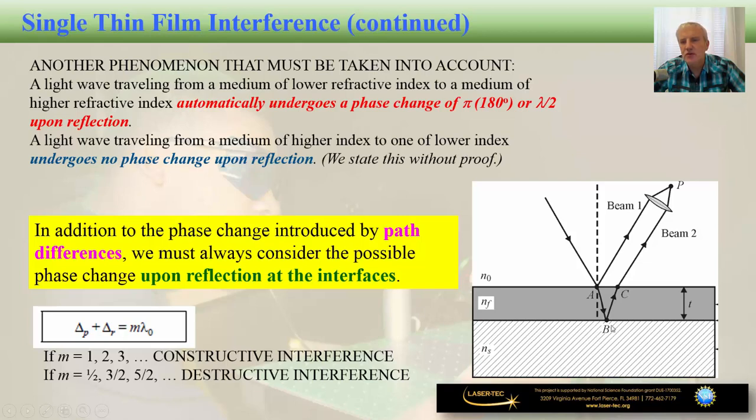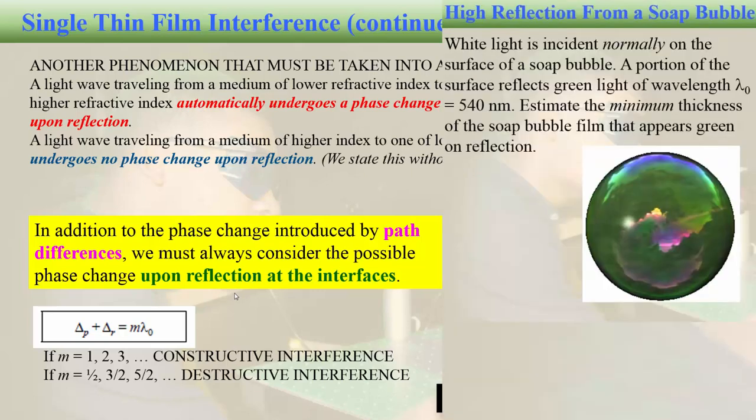So in other words, when you're looking at the light that's moving from the point B to the point C, there's going to be a partial reflection here back into the transparent film. That light wave is not going to undergo a phase change of 180 degrees because the transparent film has a higher index of refraction than the index of refraction of the second medium. In addition to the phase change introduced by the path differences, we must always consider the possible phase changes upon reflection at the interfaces is an important takeaway from this slide.